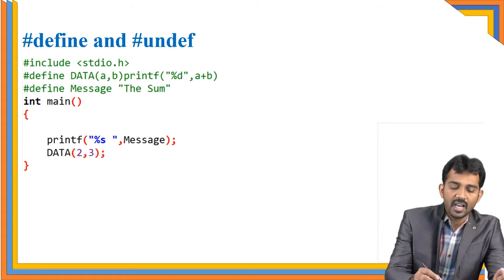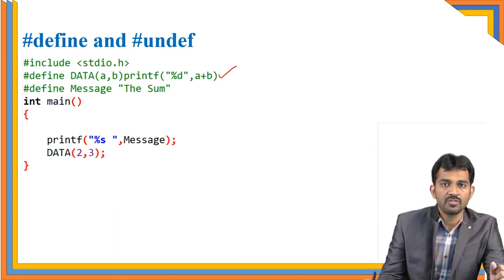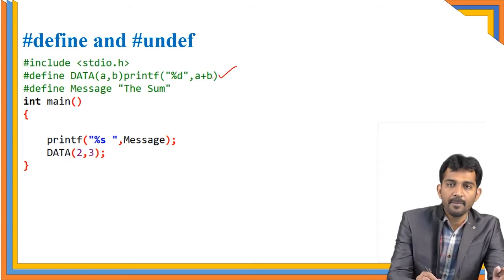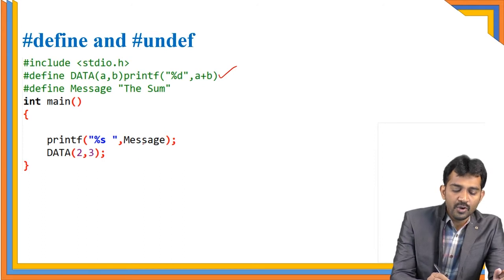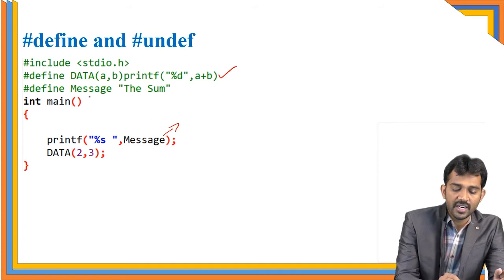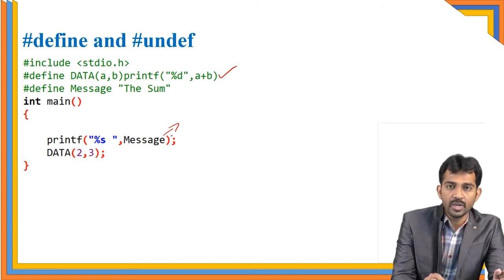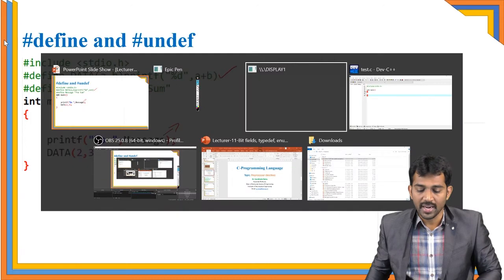Observe clearly here. I have defined a function called add. It is going to take two arguments from the input and perform the addition. Generally you can use functions here, but it's a preprocessor directive we defined here. Observe clearly: printf with percentage s, message, where message is defined as the sum. The output is the sum, and it prints the output. We'll see in the editor to get more clarity on that.